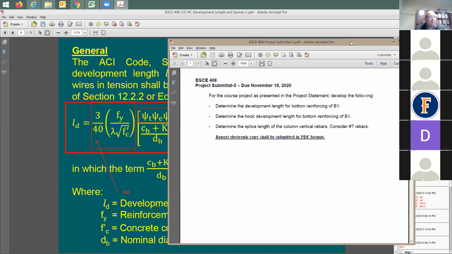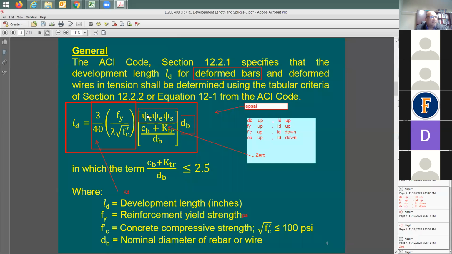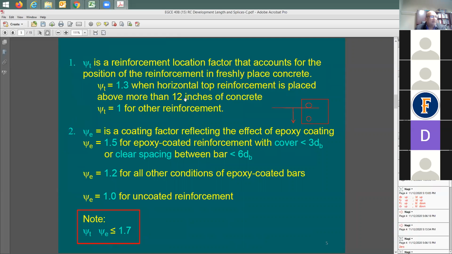Professor, the formula says psi sub t is equal to 1.3 if it's a top bar. I think you mentioned top bar is anything above 12 inches. Yes, yeah, there you go. Thank you. This is correct.